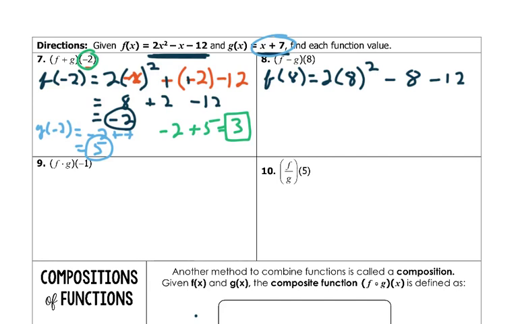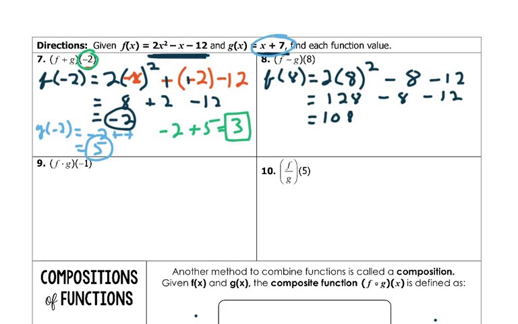8 squared is 64. 64 times 2 right here. All right. Next is 128 minus 8 minus 12. All right. We just go ahead and subtract those straight across. 128 minus 8 minus 12 equals 108. All right. So we got our first number there.